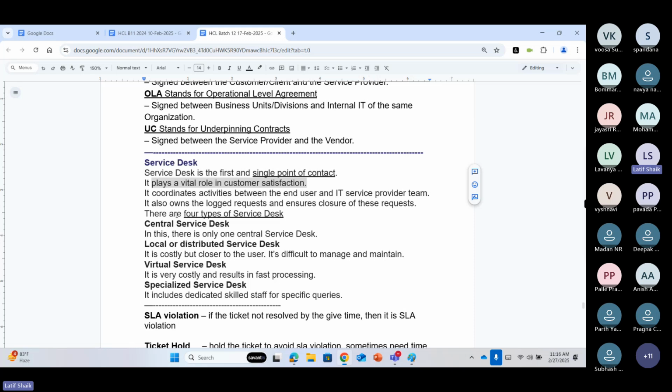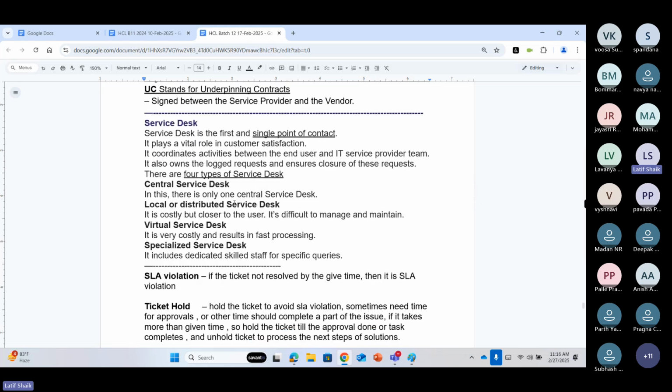Next. We already know that one. These are also four lines. It's quite easy for understanding the service desk. It was already given, but this is a different way of writing the same lines.